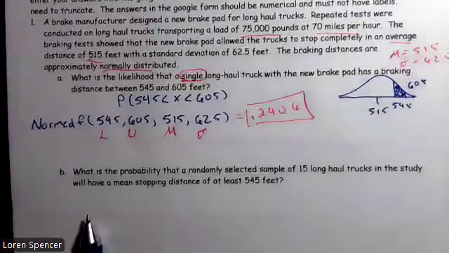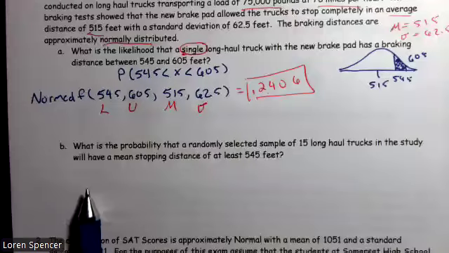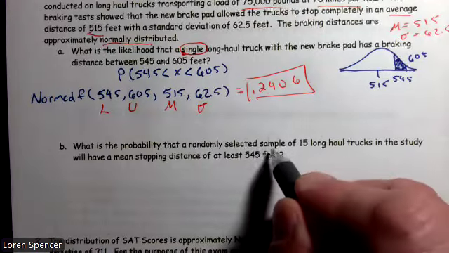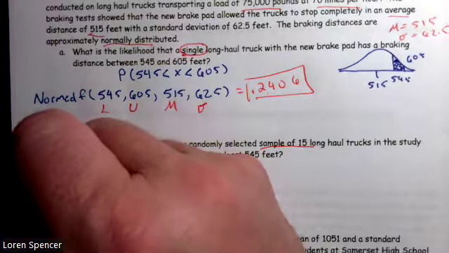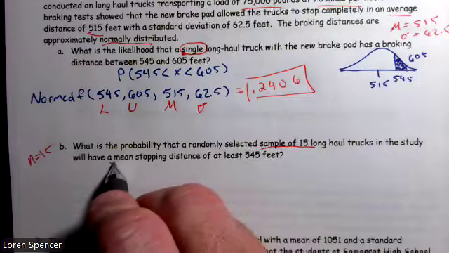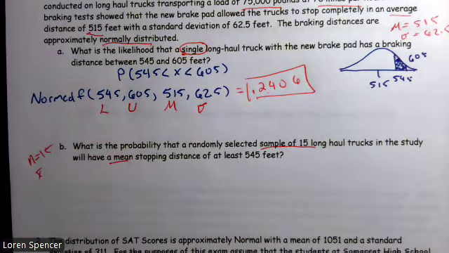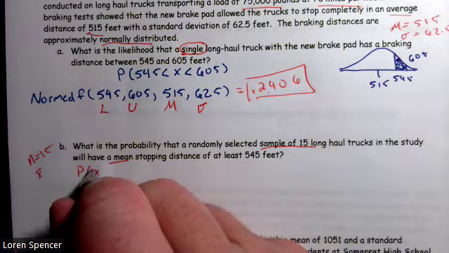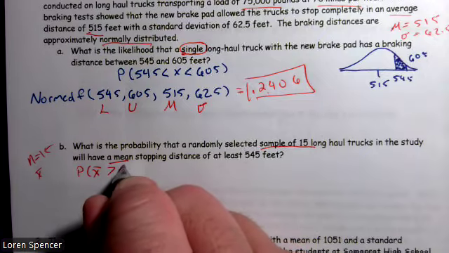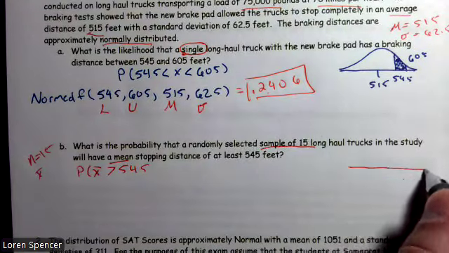Next problem. What is the probability that a randomly selected sample of 15? Oh, we have a sample size of 15. So that changes things a bit. Have a mean stopping. So we're looking for an X bar of at least 545. So we're looking for the probability that X bar is greater than 545.